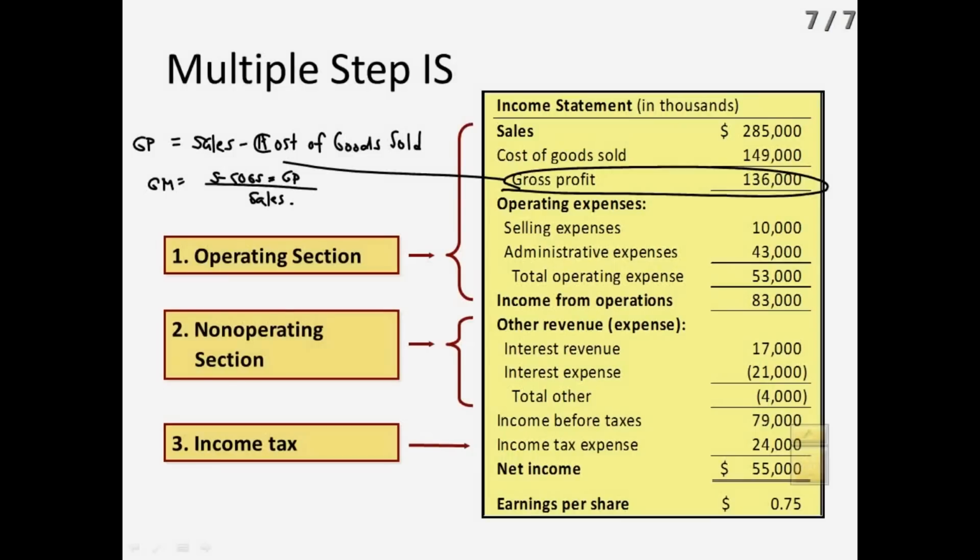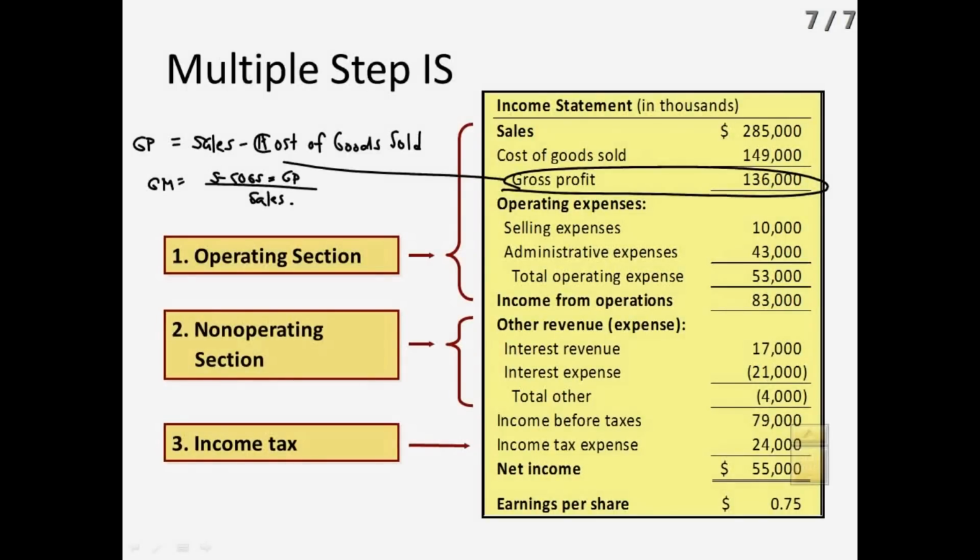Gross margin tells you for every dollar of sales I make, here's how much money I keep at the end. Or inversely, if I keep 36 cents, that means it must have cost me 64 cents to make the product. Okay? So it's just the ratio of your gross profit to your sales. So how much you keep out of every dollar that you sell.